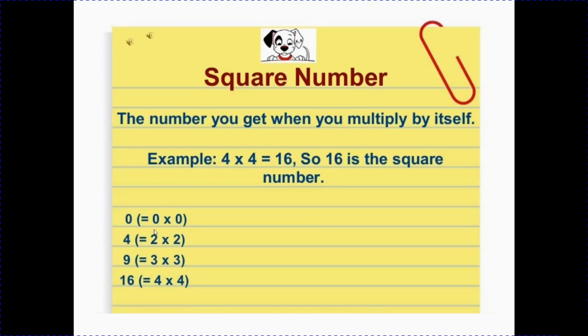Here are some examples you can refer to. 0 into 0 is 0. 2 times 2 is 4. So 4 is a square number. And so on.